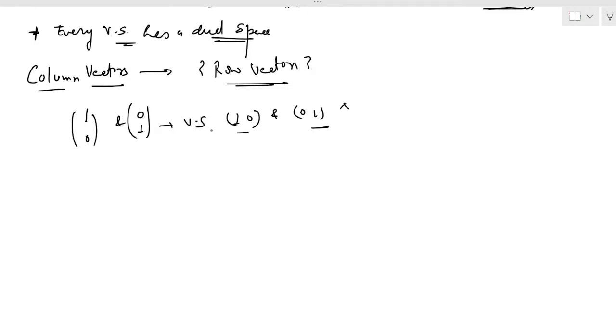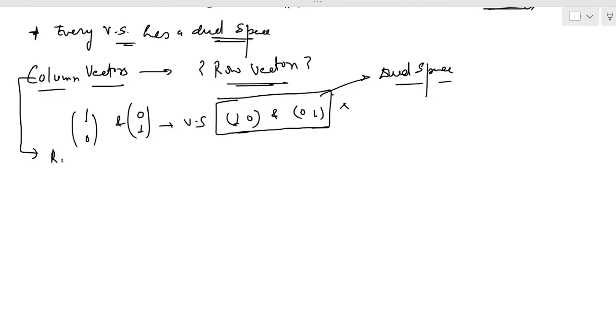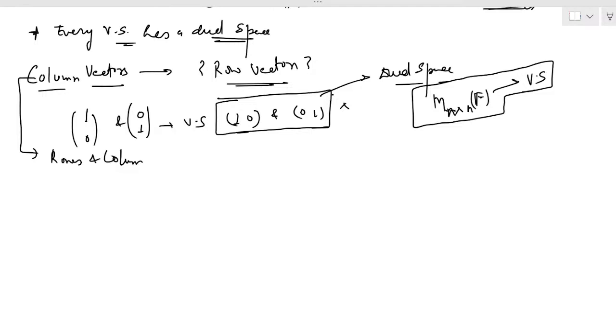But what is this particular space? This particular space is called a dual space, in the easiest way I'm speaking. Remember that rows and columns cannot be members of the same vector space. I've already proven that n cross n matrices over field F form a vector space. Understand that the set of matrices of order m cross n over field F forms a vector space. So always remember that rows and columns cannot be in the same vector space, right?